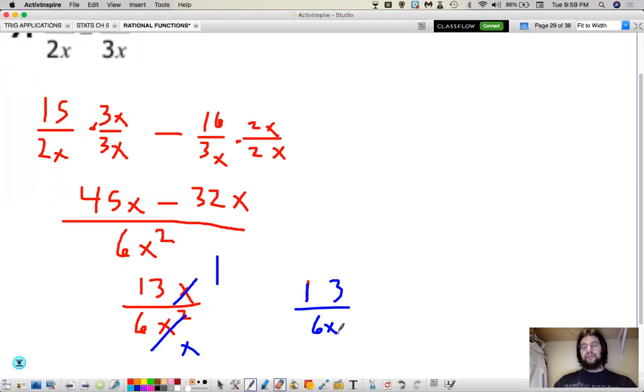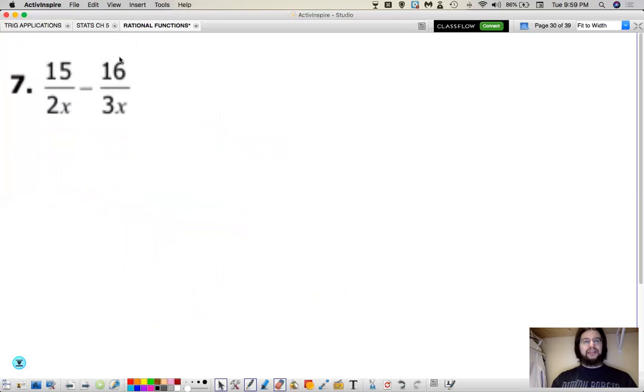Okay, that's it. That's the correct answer. That'll work just fine. I'm going to redo the same problem using the least common denominator. I'm going to show you how to find the least common denominator.